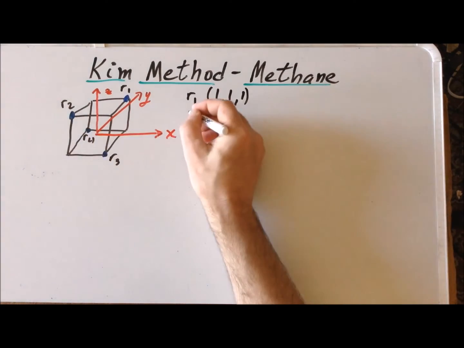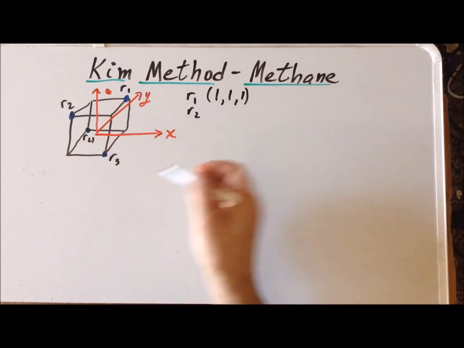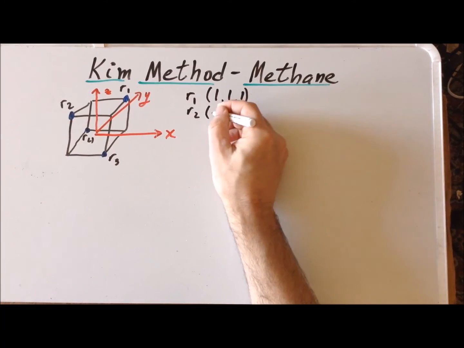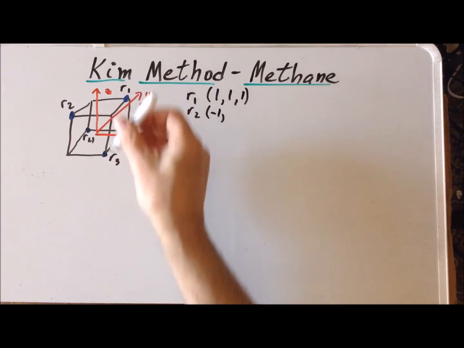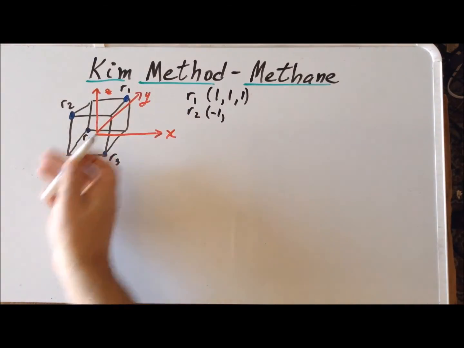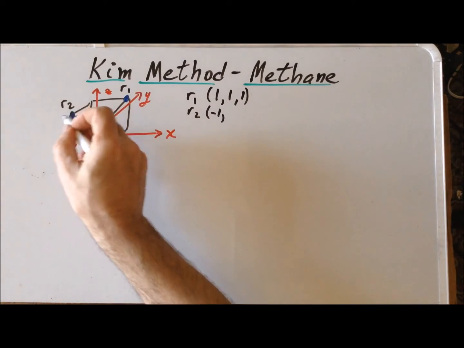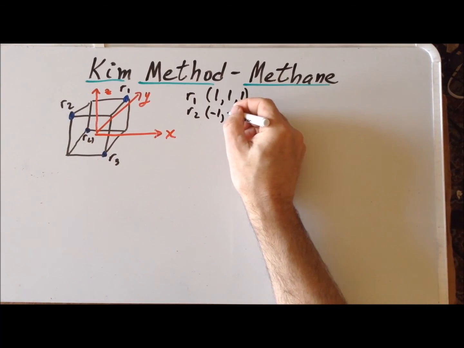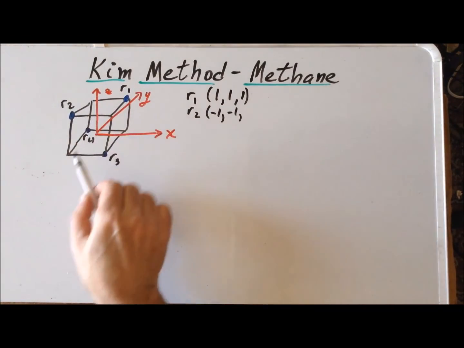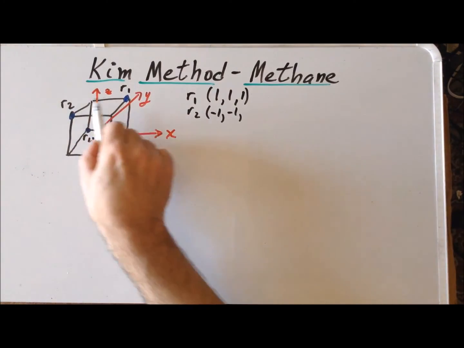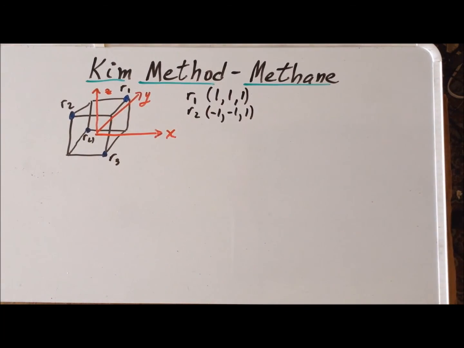For our second point, R2, we have to go 1 unit to the left in the x direction, which tells us that the x coordinate is -1. We have to come back towards us 1 unit in the y direction. Going in this direction is positive y. Coming towards us is negative y. So then the y coordinate is going to be -1. And to get to this particular point, it being on the top face, the z coordinate of all the points of the top face is z equals 1. So that's the final coordinate.